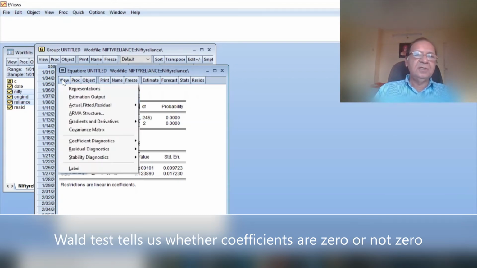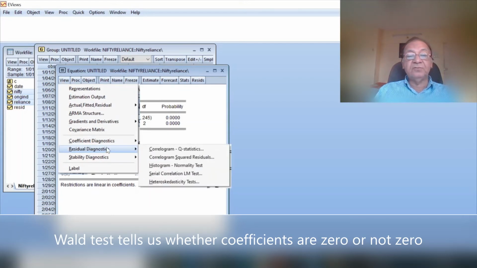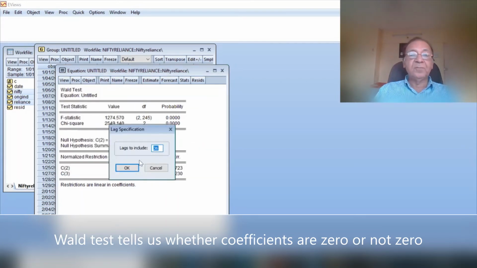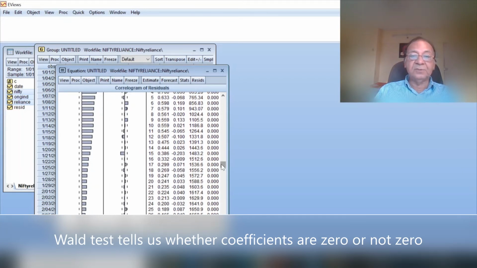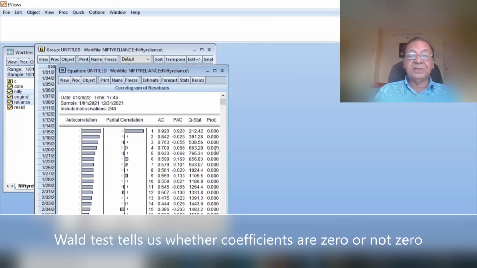Now let us see the residual diagnostics, which is very important. The next one is the correlogram Q-statistics. It asks me, how many lags should I include? I'll say, let 36 be there. Now see this one, autocorrelation and partial correlation. All the observations up to 36 lags are statistically significant.